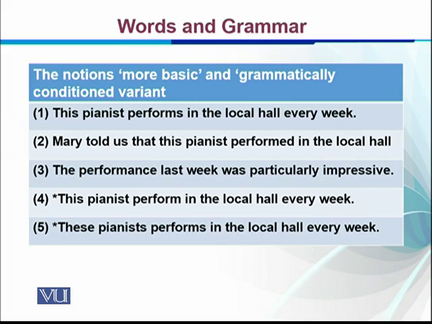If we take this pianist perform in the local hall every week, you can see that it has an asterisk. It means that this is not possible. This is not a well-formed English sentence, despite the fact that its semantics is clear. An English sentence needs an s in case of a third person singular subject. Similarly, these pianist performs. Again, this is not possible because we have a plural subject, so a plural subject needs a plural verb without s. So these are some examples of grammatically conditioned variants.